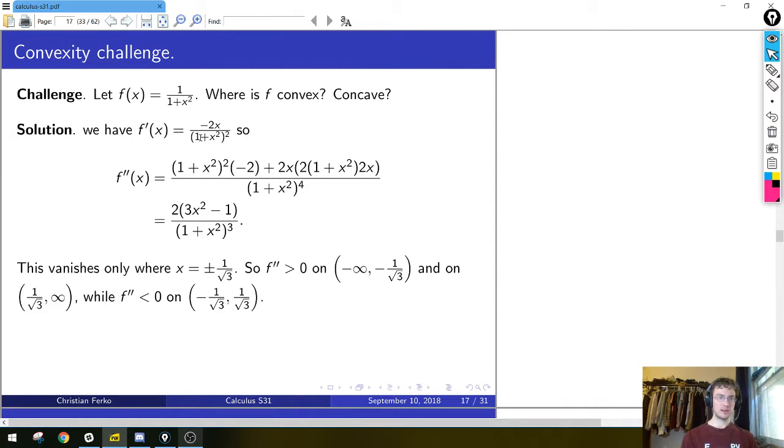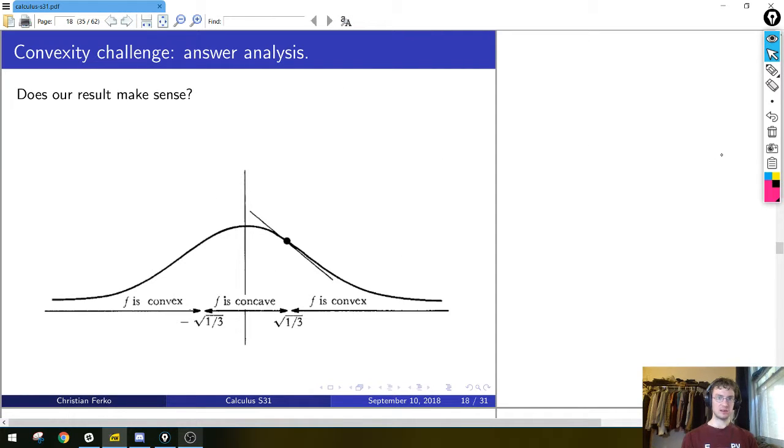So, first, remarkably, no algebra mistakes. Indeed, after quotient ruling this massive thing, you get something with a 3x squared minus 1 upstairs. So it's positive on minus infinity up to minus 1 over root 3 and 1 over root 3 up to infinity. And it's negative on this interval. It's the only place. Let's see if that makes sense. This is what the graph of the function looks like. It has a maximum at 0, then it dies off and goes to 0 at plus or minus infinity.